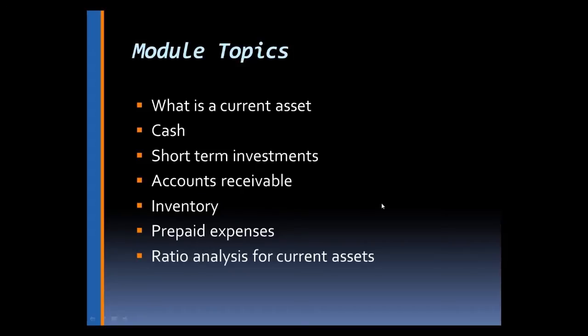The topics we're going to cover are what is a current asset, and then what are the types of current assets, and we'll discuss them individually: cash, short-term investments, accounts receivable, inventory, prepaid expenses, and then we'll discuss some ratios that we use to analyze the various current assets as far as their content is concerned.